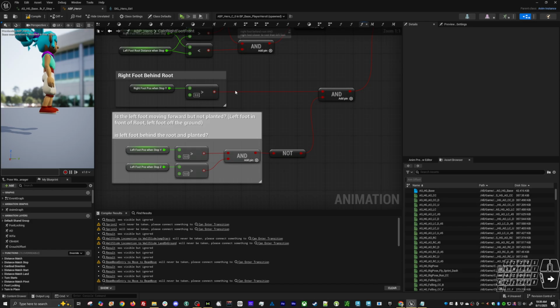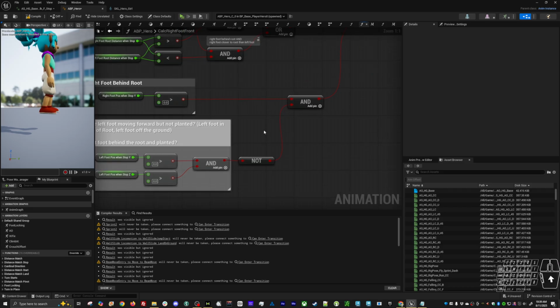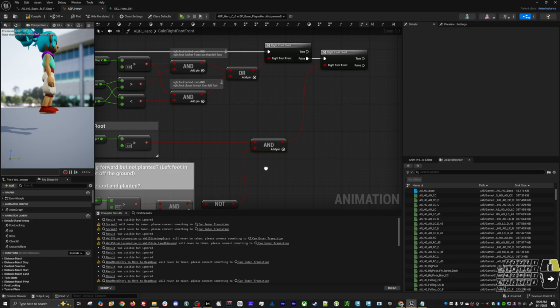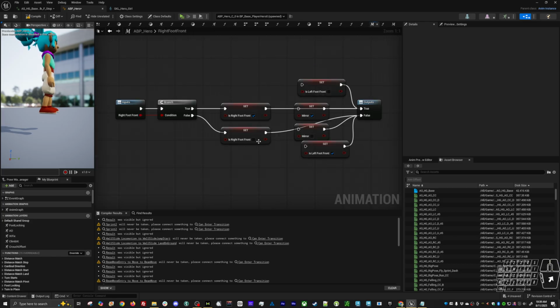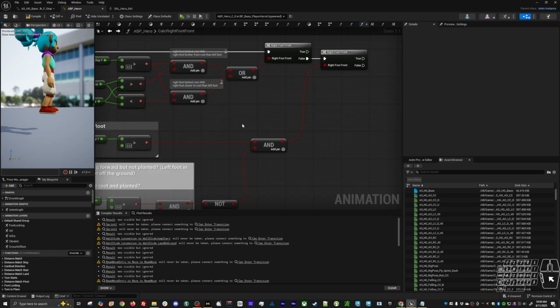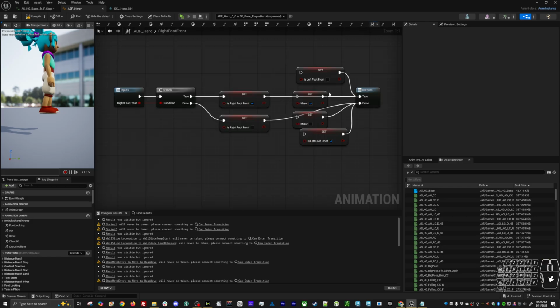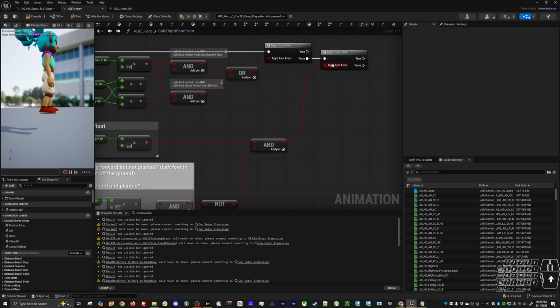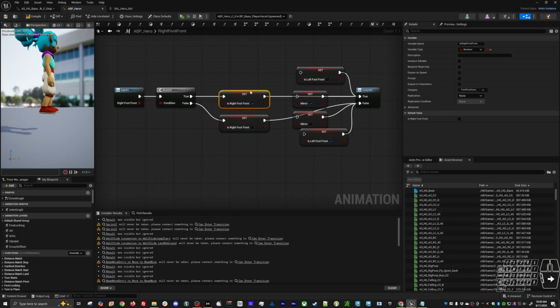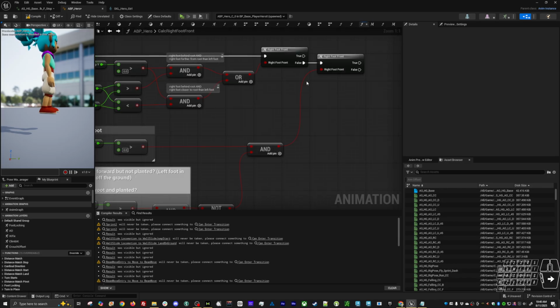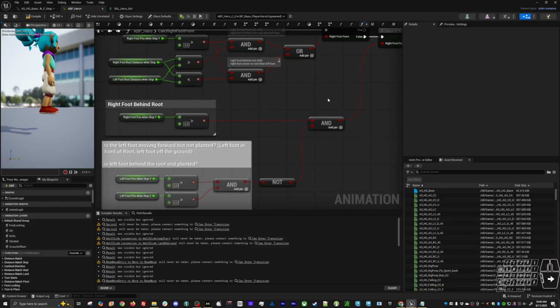So now we're checking, are you behind the root again? But is this left foot not moving forward? So if that's false, then we're setting the right foot as false here. But if that's false, we're doing one more check. And if this is true, then we'll set the right foot as true here, as it's in the front. So basically, where is the foot in the cycle at any given moment is what we're trying to figure out.